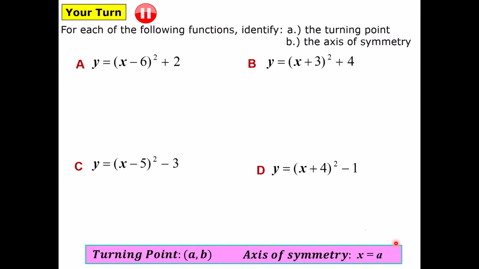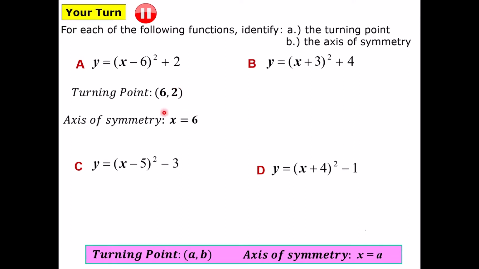Okay, hopefully you've unpaused now. Okay, so the first one, y equals (x minus 6) squared, add 2. So to find a turning point, we need to find our a and our b. So we're going to change the sign to become 6 to find your a, and leave it as it is, as 2. So your turning point is 6 and 2. So minus 6, change the sign, and 2 is kept as it is. And our axis of symmetry is equal to the a, so x equals 6.